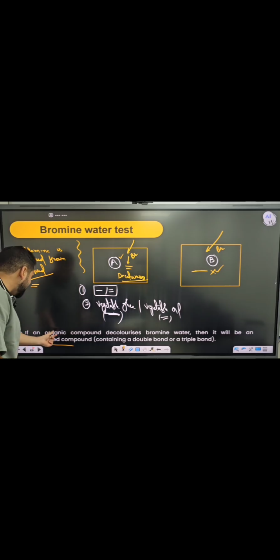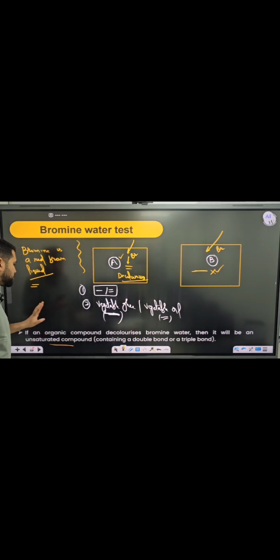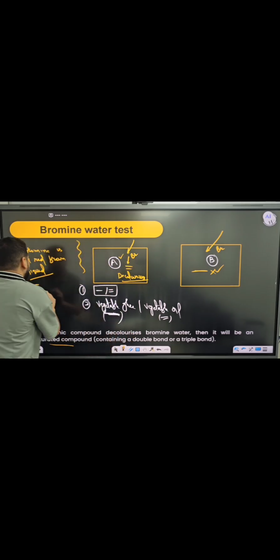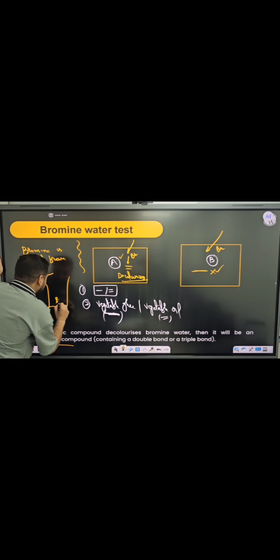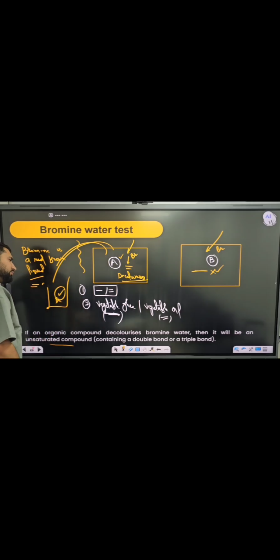So if an organic compound decolorizes bromine water, then it will be an unsaturated compound containing a double bond or a triple bond. So basically, if you take one more container separately, in that container you keep bromine water and you add some drops of this compound into it. If it decolorizes, then you can say it's a double bond. If it does not decolorize, you will say it's a single bond.